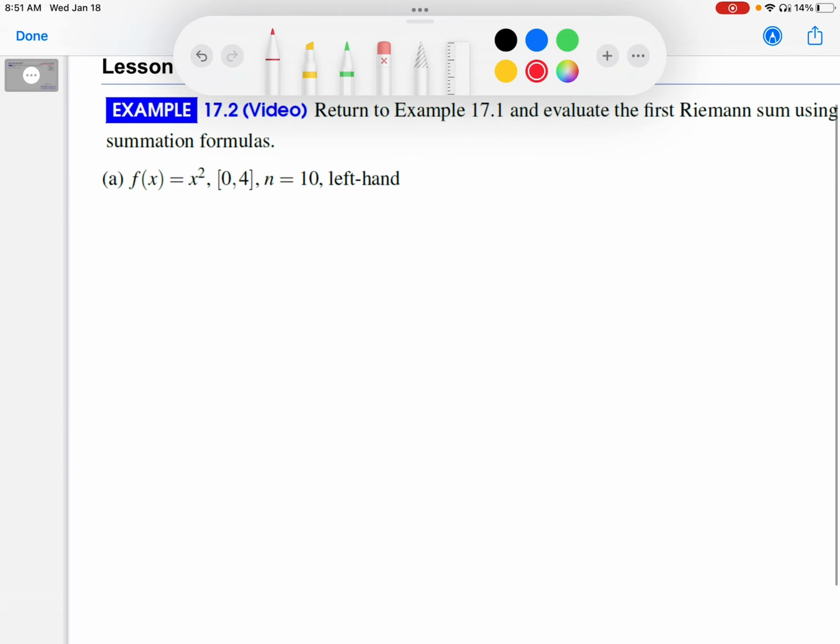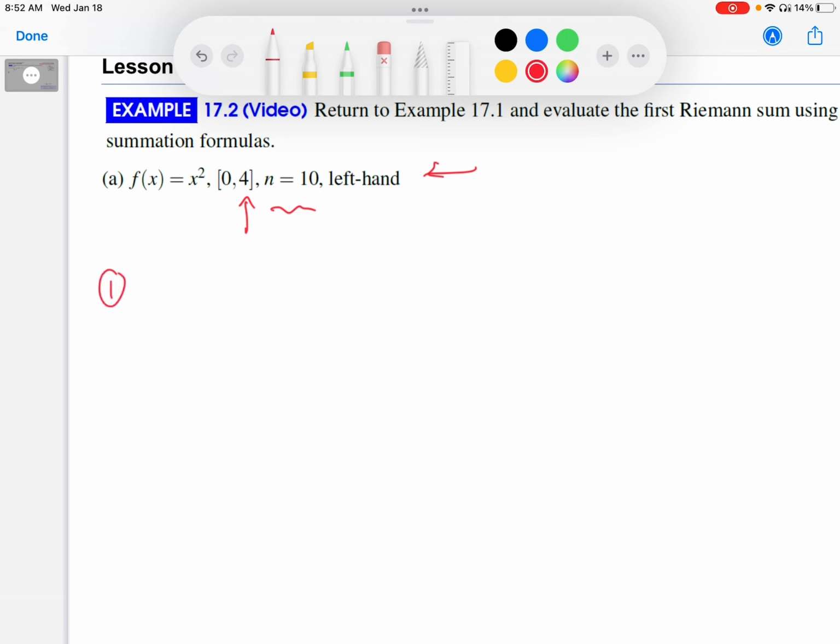So let's use some of that information to figure out what this left-hand Riemann sum is for y equals x squared on the interval 0 to 4, and we're going to use 10 rectangles. And then in the middle of the video, I'll show you a visualization of this using Desmos. I embedded a Desmos graph into the page on which you can find these lesson notes, and I'll show you how to use that, and I'll show you how to visualize this Riemann sum.